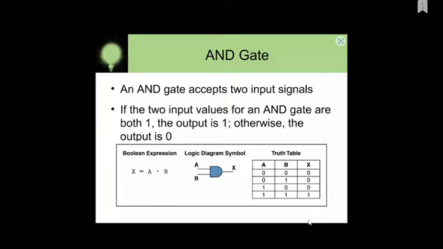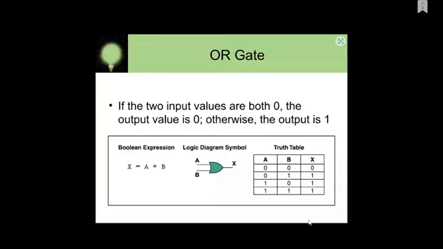And coming to the next gate, the OR gate. The OR gate specifies the sum operation. This is the logic diagram of the OR gate, this is the truth table of the OR gate, and this is the Boolean expression. It has two inputs, represented as A and B, and the output is represented as X. It specifies the sum operation, so X equal to A plus B.